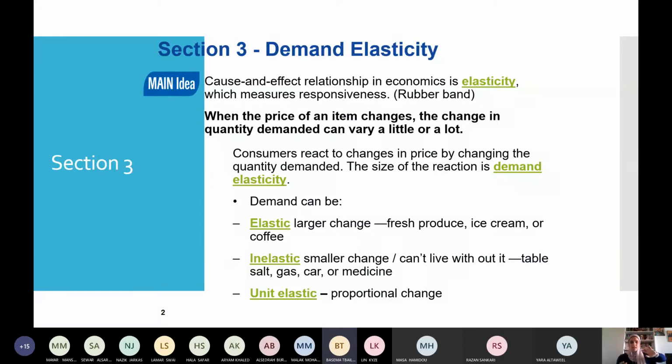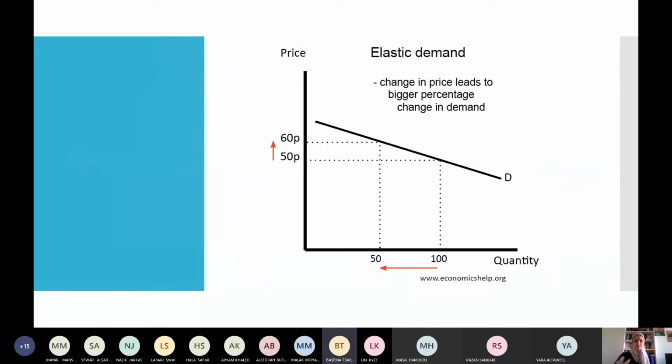But actually, this is just a small example. In important products, products that we cannot live without, it is different than other products. So what do you mean, teacher? Why? So we agree now that elasticity is like the rubber: it increases or shrinks.